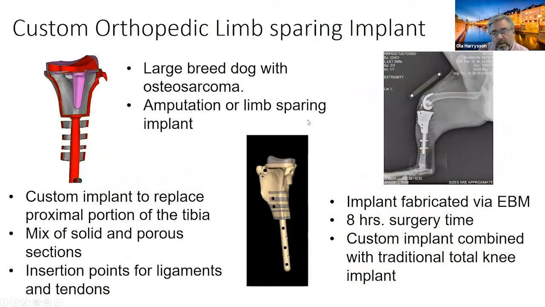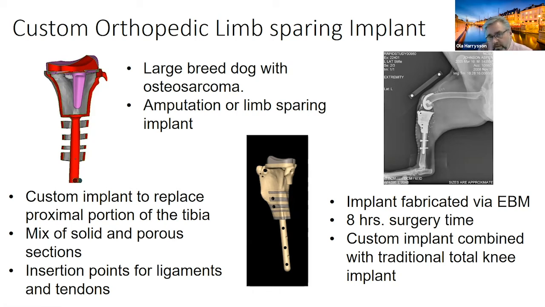Another case that we had was a large breed dog, also with osteosarcoma in the proximal portion of the tibia. And in normal cases, they will amputate the leg in that area. The issue here was that it was a very large dog, and the owners were not sure if it would be able to ambulate on 3 legs, so they wanted to look for a different solution.